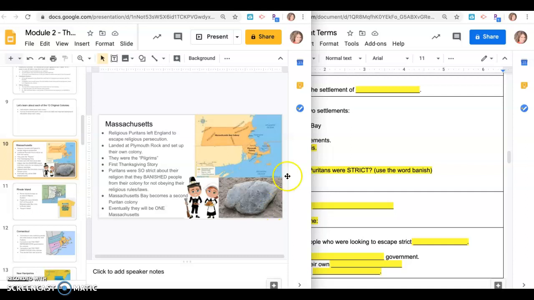Okay, so Puritans set up Plymouth Colony right here. They also set up Massachusetts Bay, and eventually this will become one Massachusetts colony. Now, people don't really like the Puritans unless you're in good with the Puritans, because they're kicking so many people out. This is your first New England colony, Massachusetts.